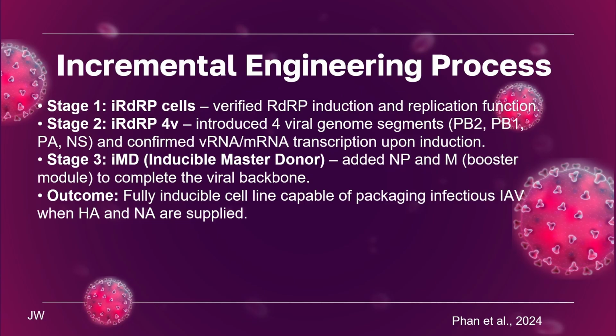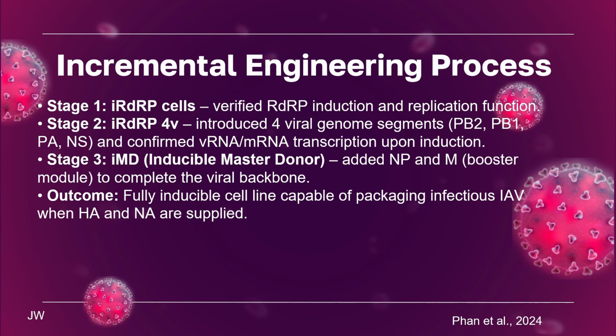One of the key strengths of this design is its incremental, testable build process. In stage 1, we established the inducible RdRP line, which contains only the polymerase genes PB2, PB1, and PA under TET-on control. Induction with doxycycline confirmed active polymerase function. In stage 2, the inducible RdRP-4V line was created by adding 4 influenza genome segments, PB2, PB1, PA, and NS, through LEAP-IN integration. Induction tests confirmed both vRNA and mRNA transcription.